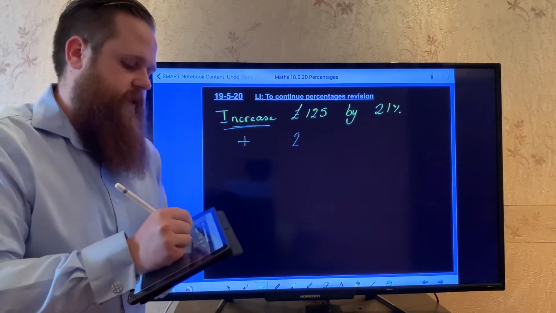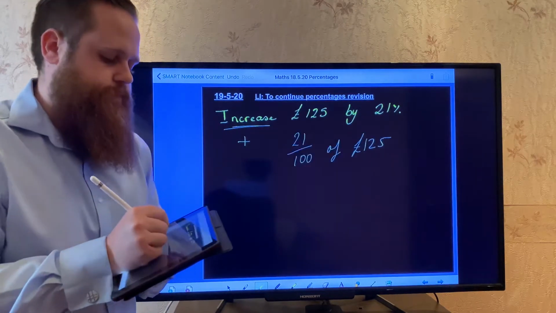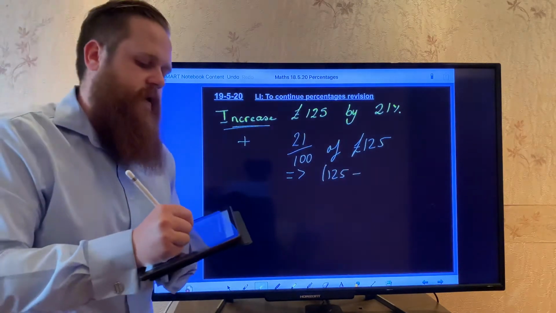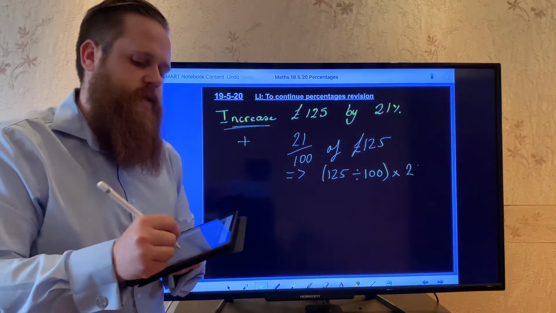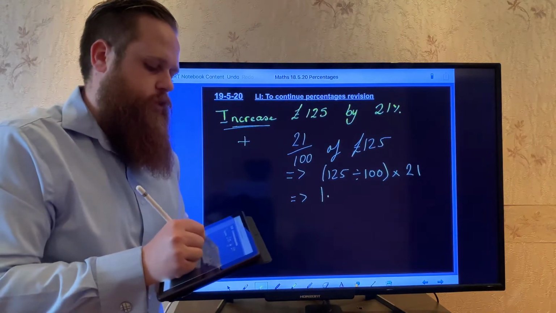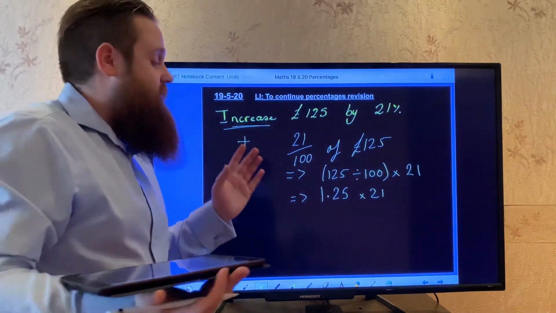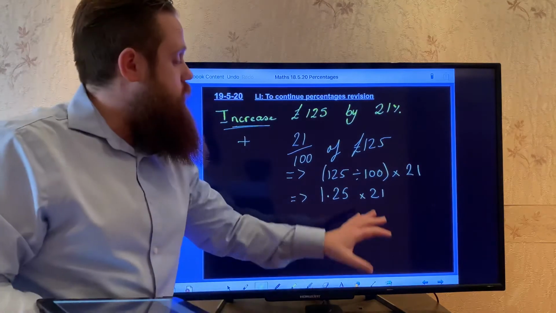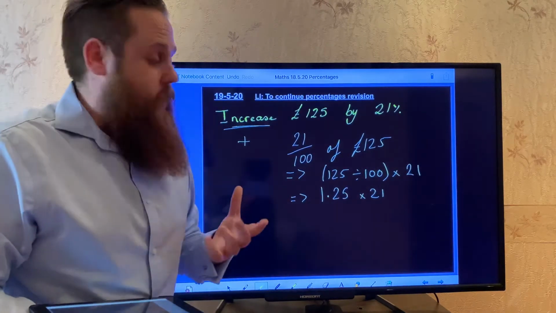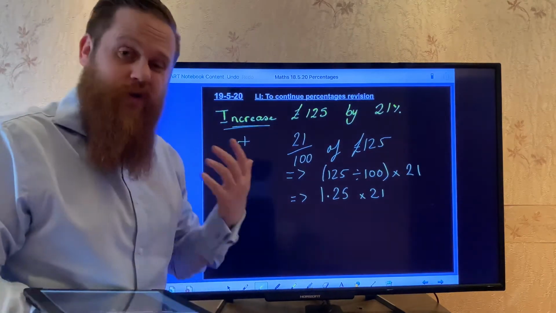Well, I'm going to have to first find out 21%, which is 21 over 100, of £125. Okay then, so that is 125 divided by 100 multiplied by 21. Fairly straightforward. It's 1.25 times by 21. Again, you could write this out, column methods, you could use grid methods, you could use mental, whatever works for you. Now, times by 1 is quite easy, it's going to be 21. Times by 0.25 is half and half again, okay, because it's a quarter. So I'm going to do it mentally, okay.